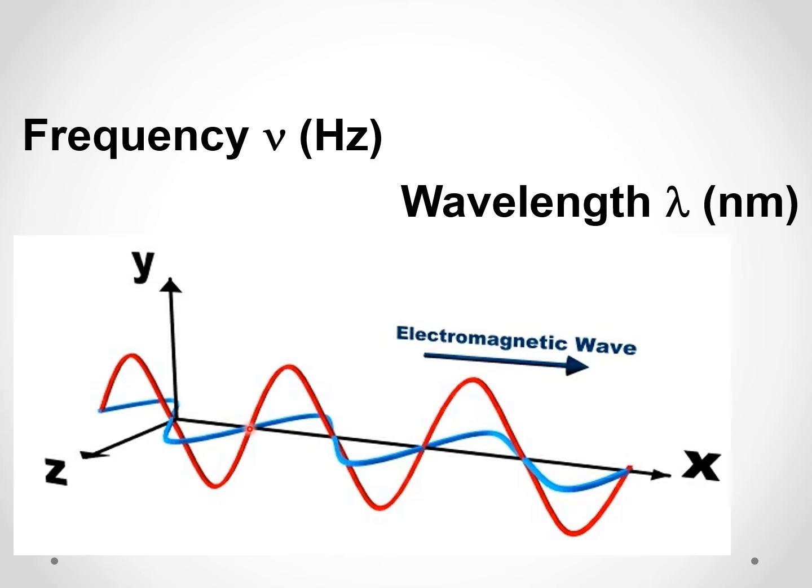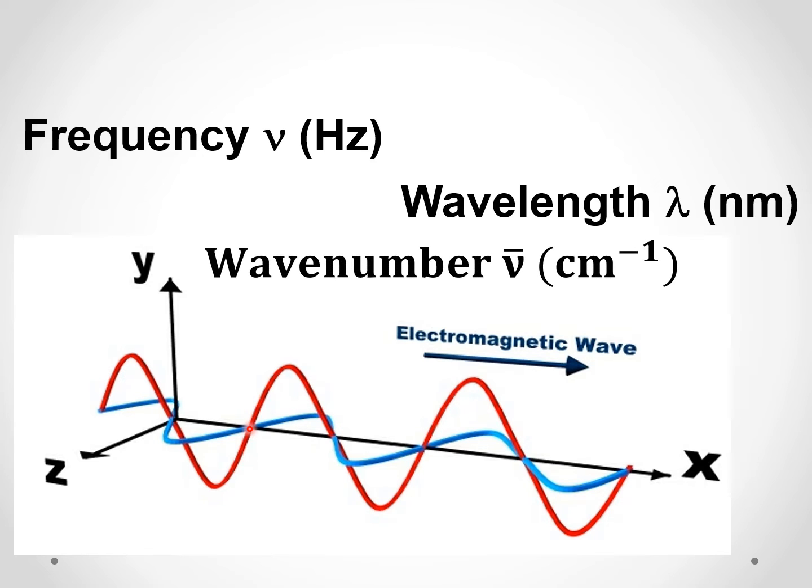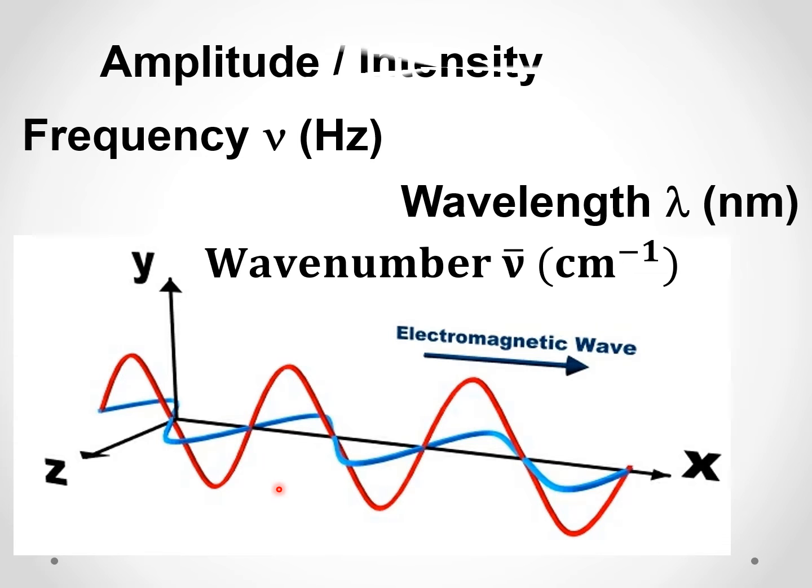And if you take the reciprocal of wavelength, you get the wave number, that is nu bar, and nu bar is measured in centimeter inverse. Then you have the height of this wave, that is known as the amplitude, or another word is intensity. So these are the different terms with which you can define this electromagnetic wave.